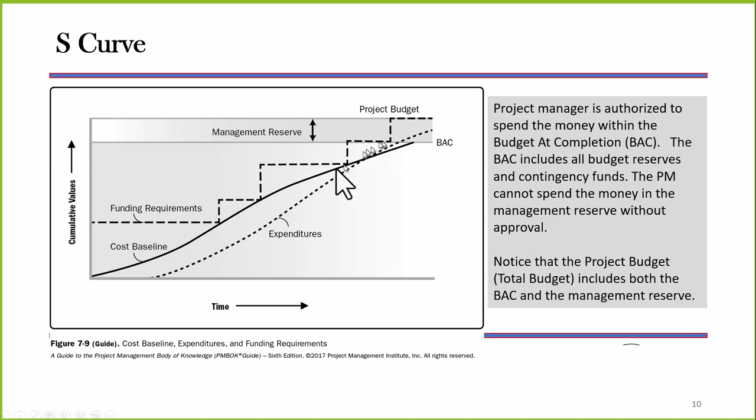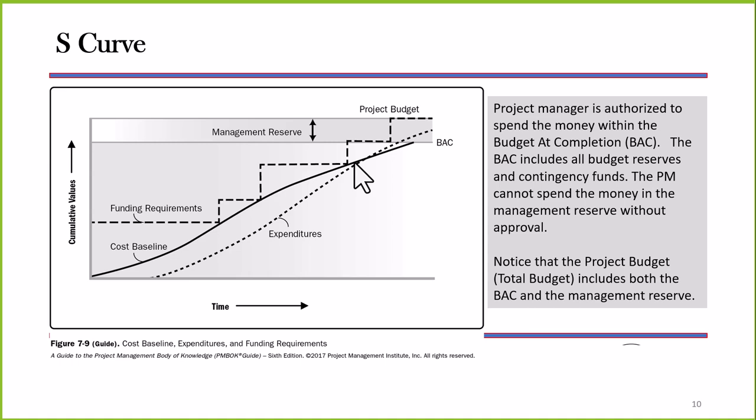Normally what happens is we will collect invoices and we'll make a payment, and so forth. We look at that, and that's why we have that lag in expenditures versus the cost baseline. So now my total budget or my project budget includes management reserve and the BAC. The BAC is going to have all my contingency funds for cost overruns, for risk or whatever reason, money we've set aside, and it will be included in the BAC, and as the project manager, you should be authorized to spend that money.